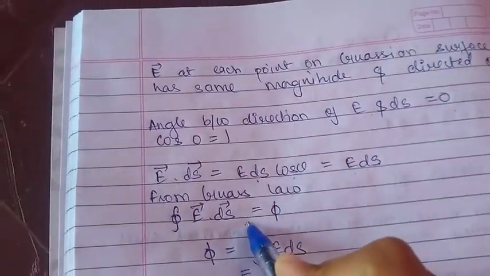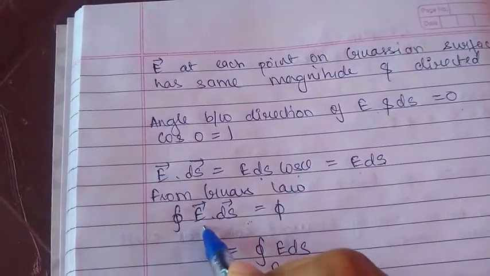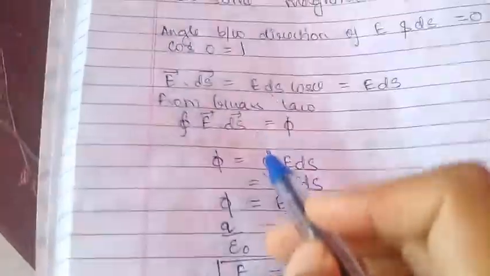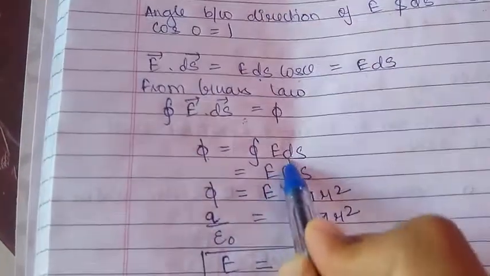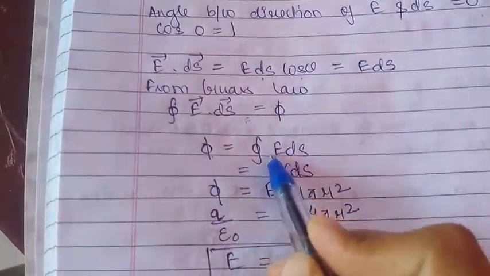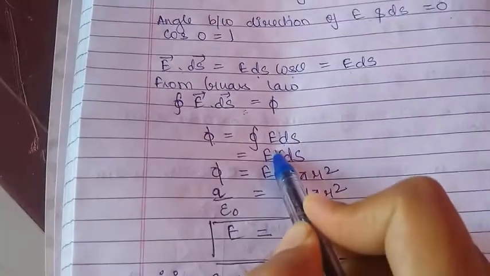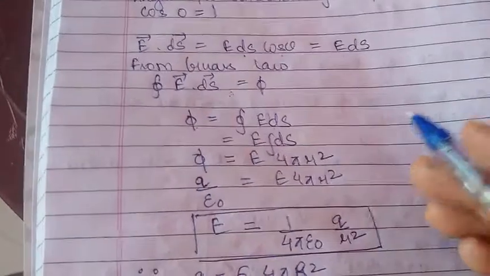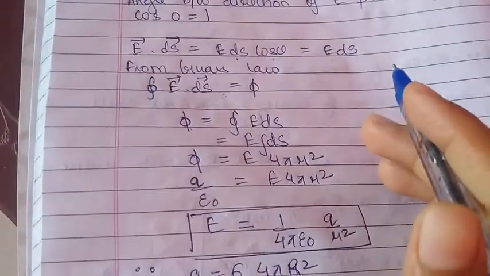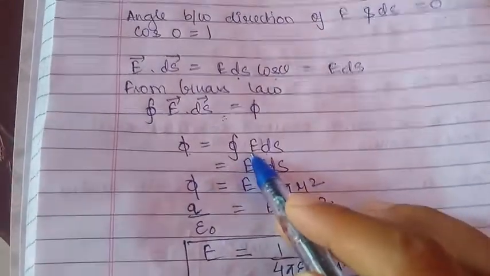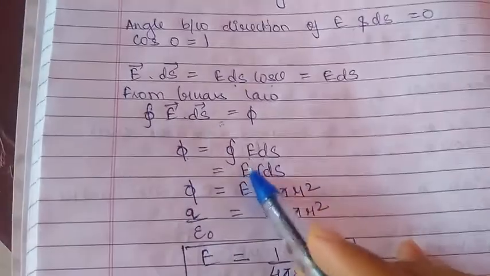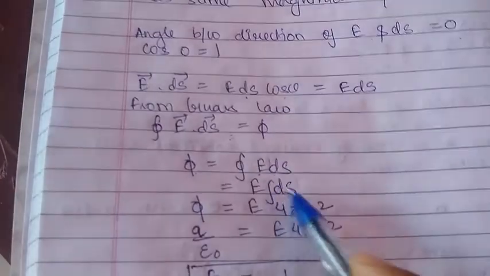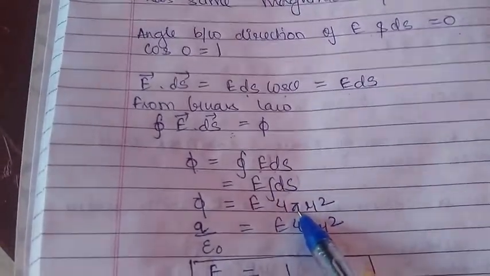According to Gauss law, the flux is the closed integral of E dot ds. Now you can derive the formula for that flux. As there is symmetry in that spherical shell, the electric field intensity E at every point on that Gaussian surface has the same magnitude and is directed outwards. So E will be constant and you have to integrate ds. Integrating ds will give you the surface area of that sphere.